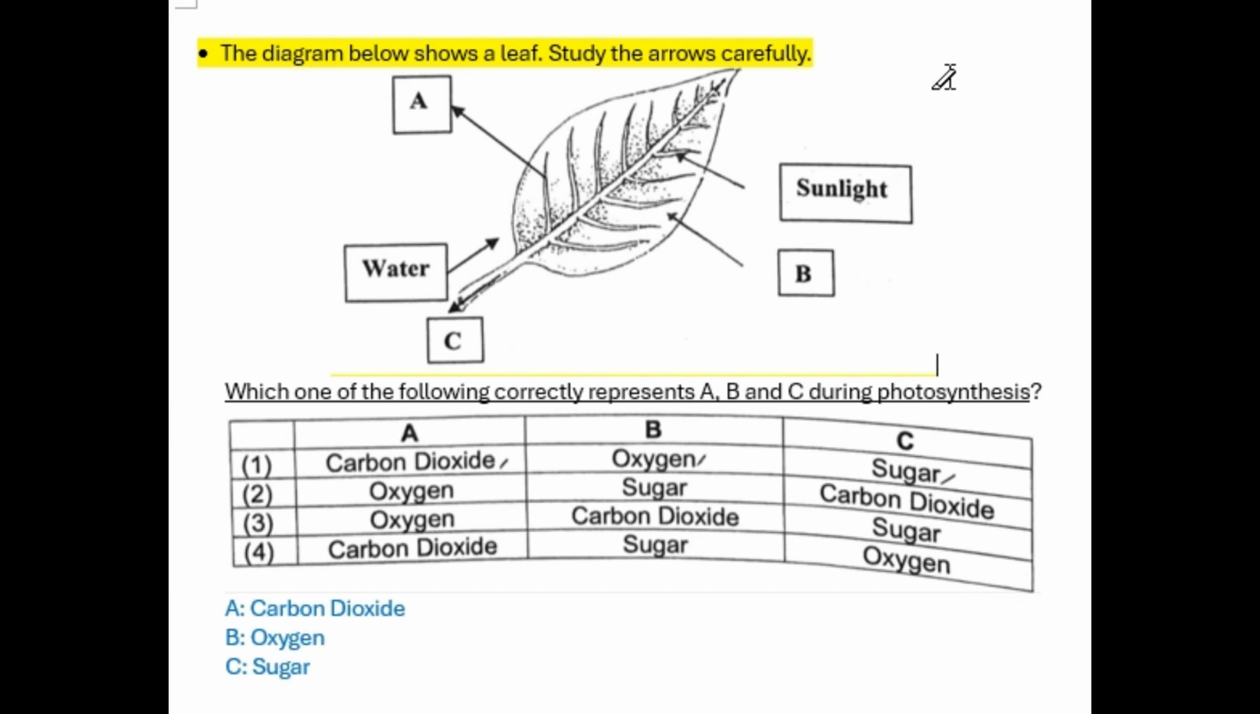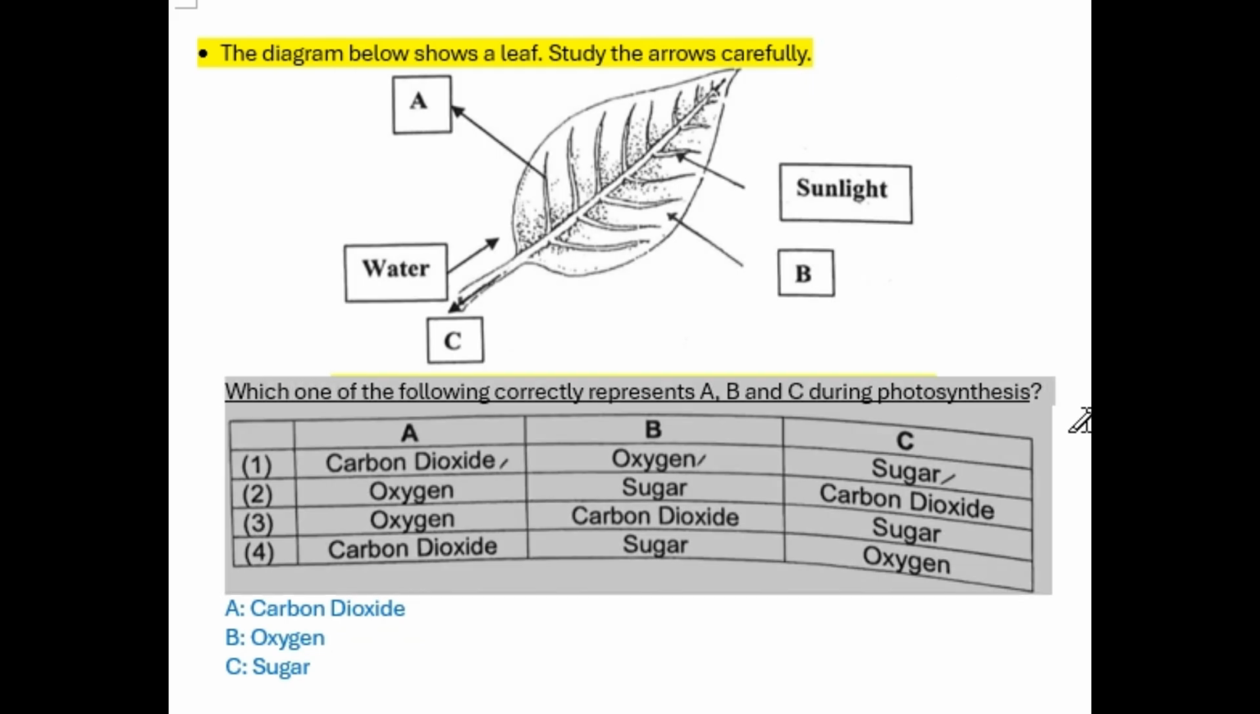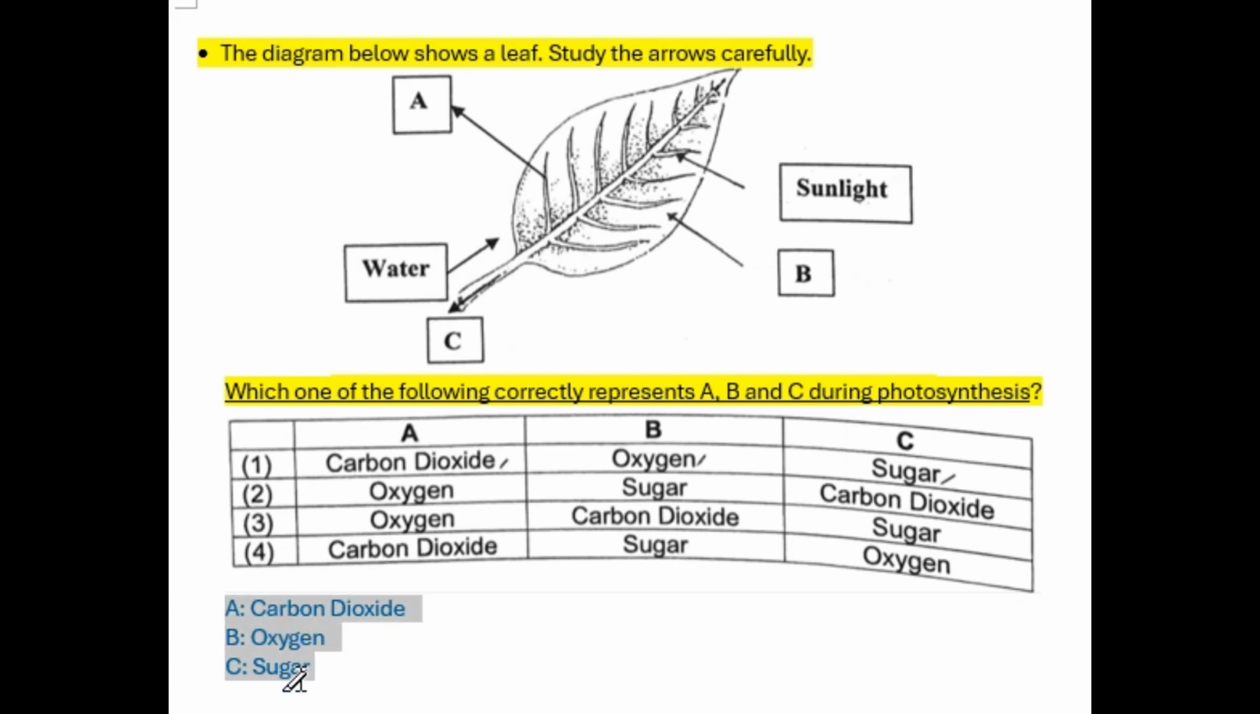Which one of the following correctly represents A, B, and C during photosynthesis? A. Carbon dioxide. B. Oxygen. C. Sugar.